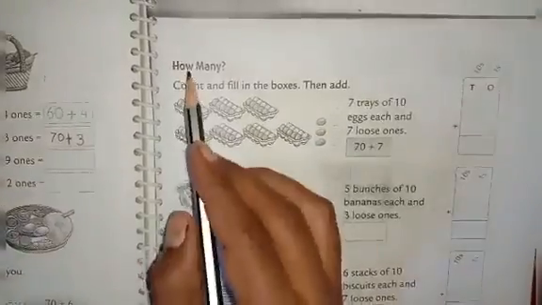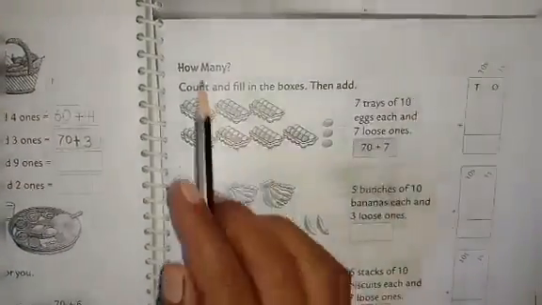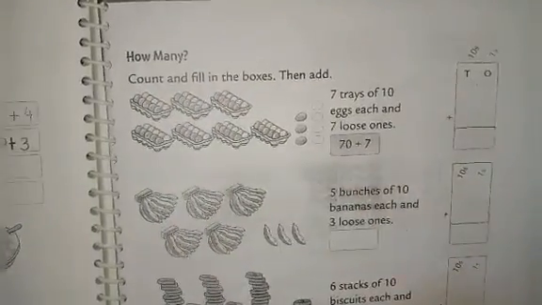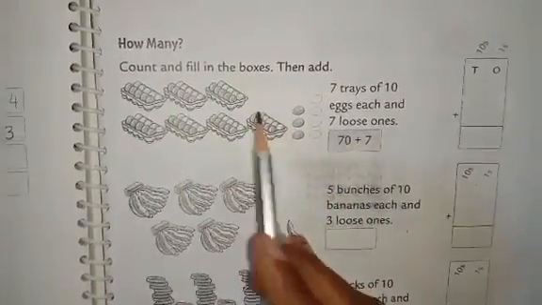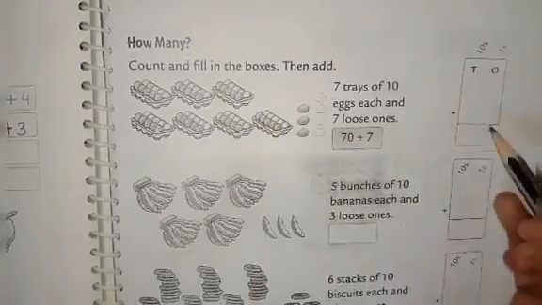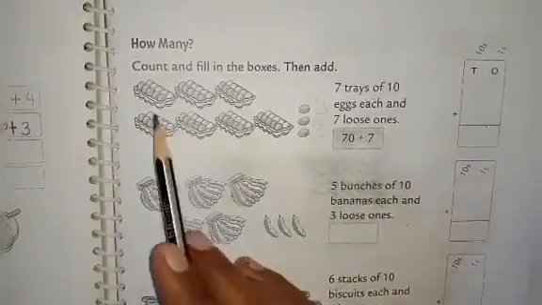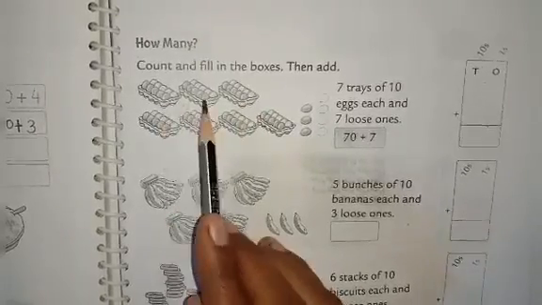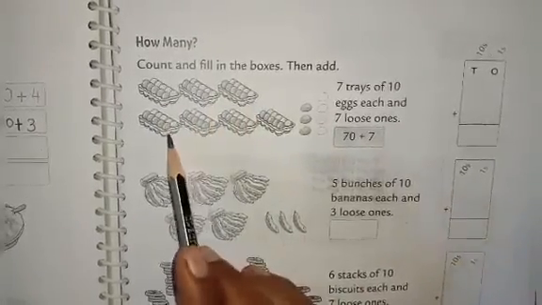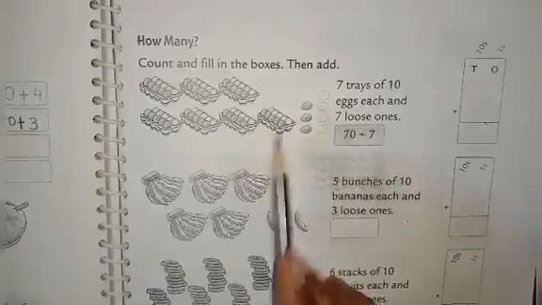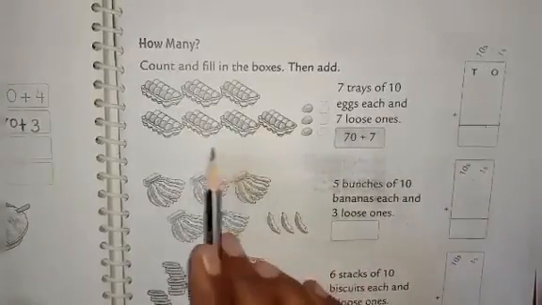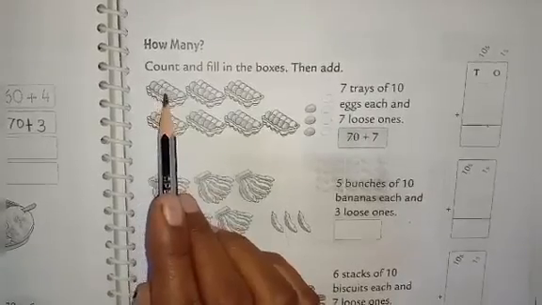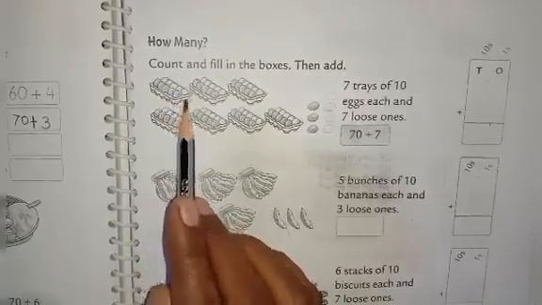Then on the next page, how many? We have to find out how many here. Count and fill in the boxes, then add. Here we have given eggs. So we have to count and fill the boxes here. So how many trays here? Count it: 1, 2, 3, 4, 5, 6 and 7. So 7 trays here and each tray has 1, 2, 3, 4, 5, 6, 7, 8, 9, 10 eggs.